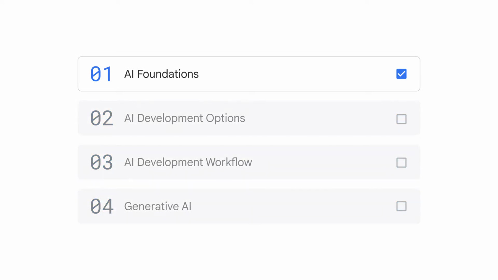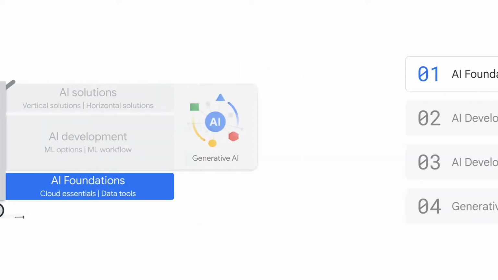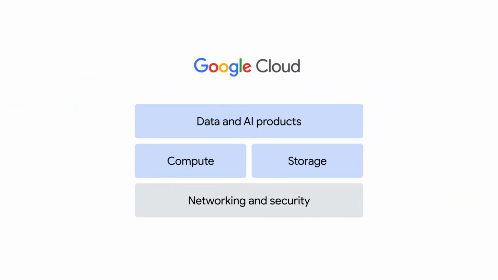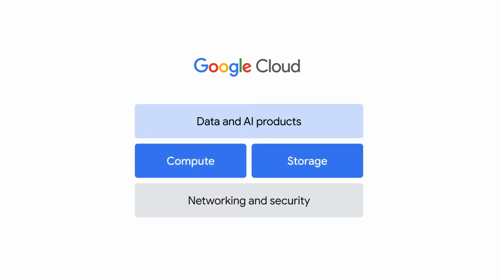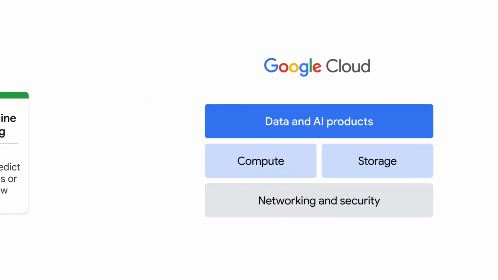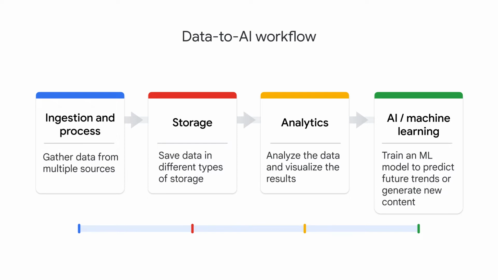In the first module of the course, you learned about AI foundations, where you focused on cloud essentials and data tools. You started with Google Cloud infrastructure. Of the 3 layers, you explored the middle and top layers. On the middle layer sit compute and storage. Google Cloud decouples compute and storage so they can scale independently based on need. And on the top layer sit data and AI products, which enable you to perform tasks to support the data to AI journey, from data ingestion, storage and analytics, to AI and machine learning.